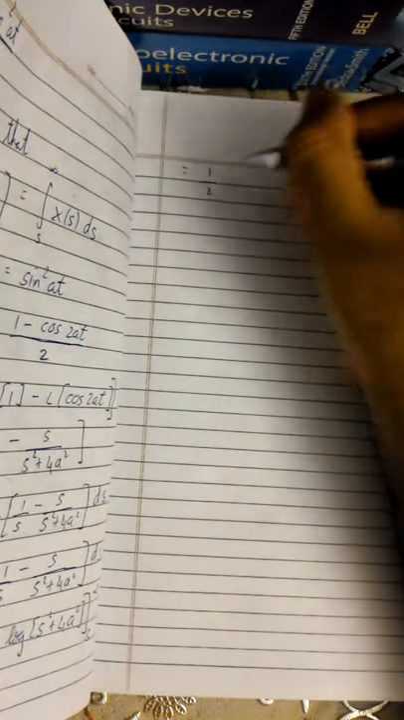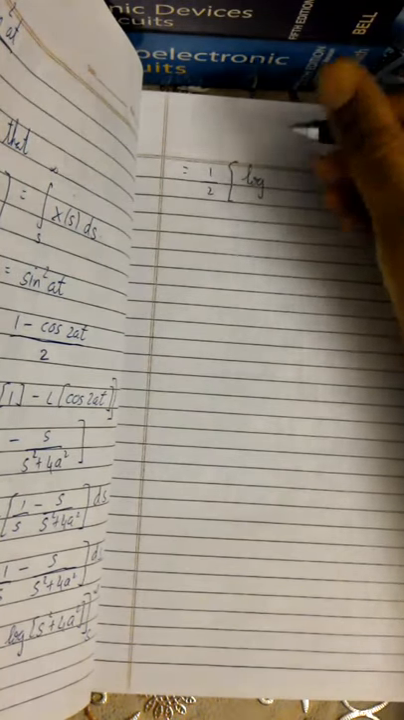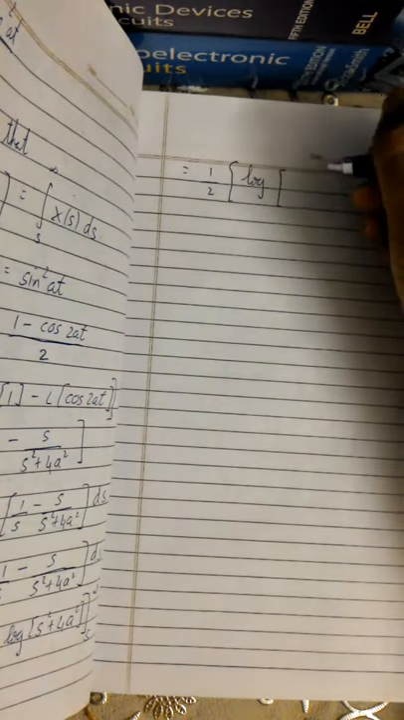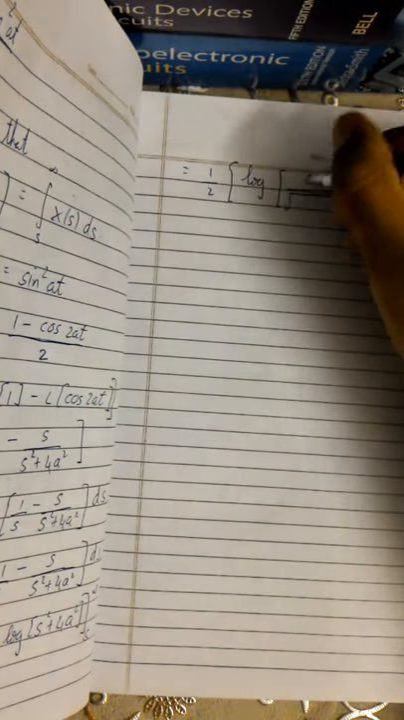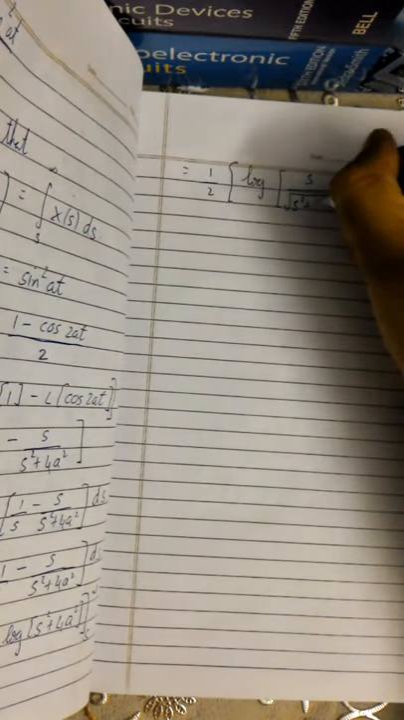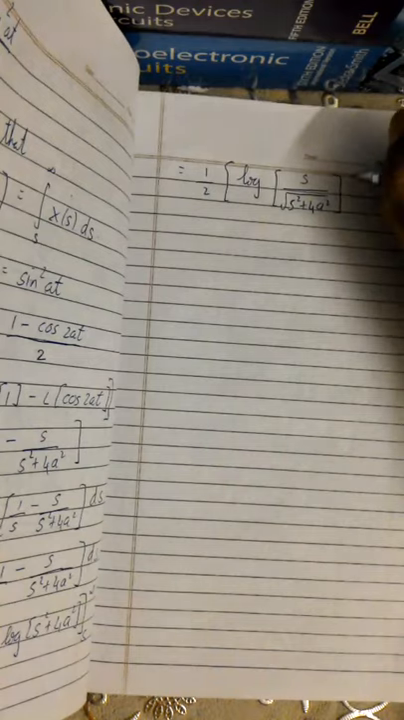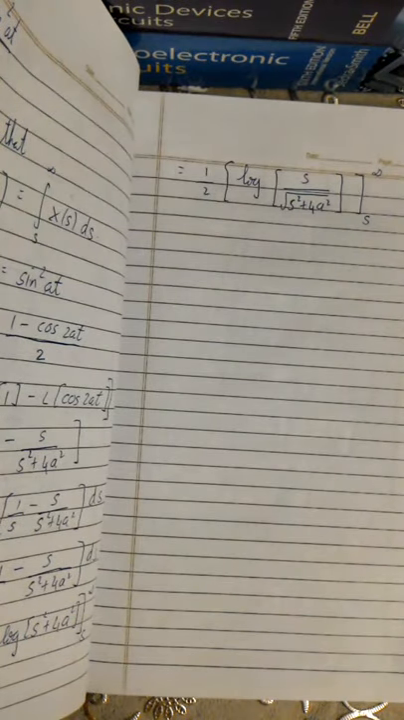So you will get 1/2 into log of, combining these two, s divided by the square root of s² + 4a², from s to infinity.